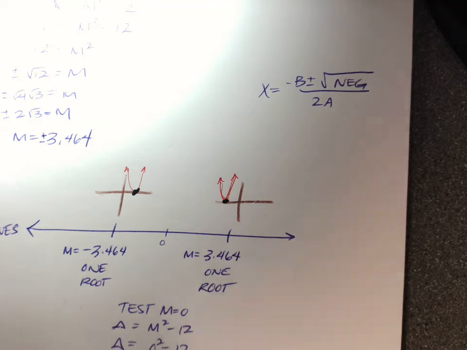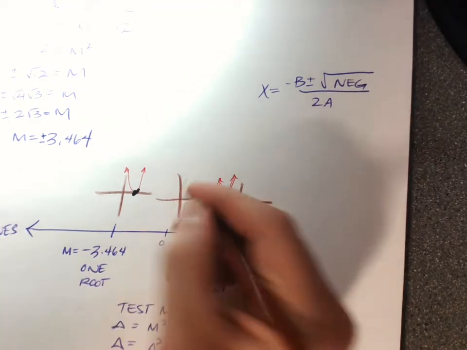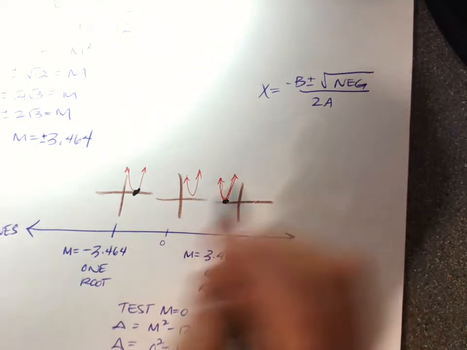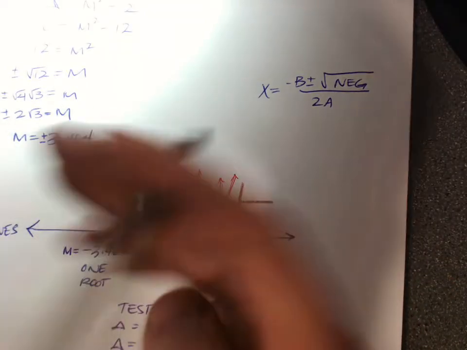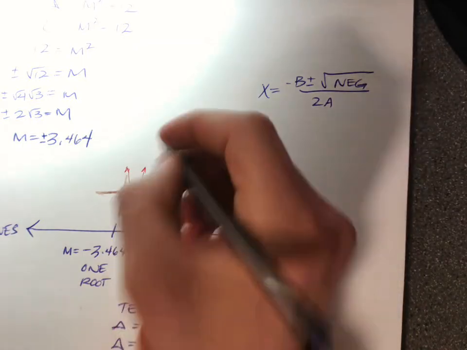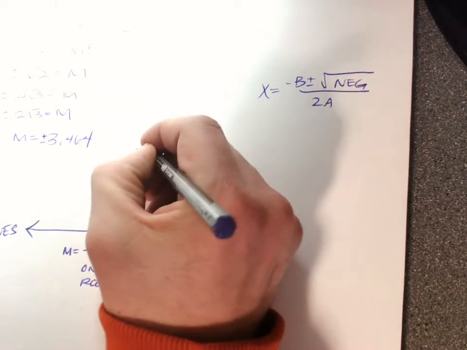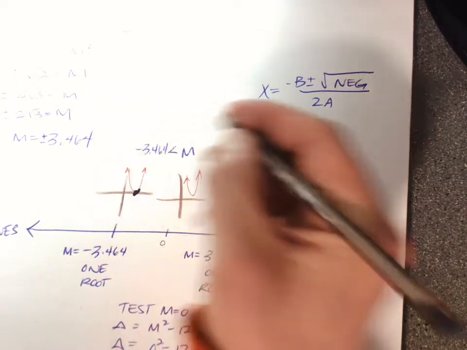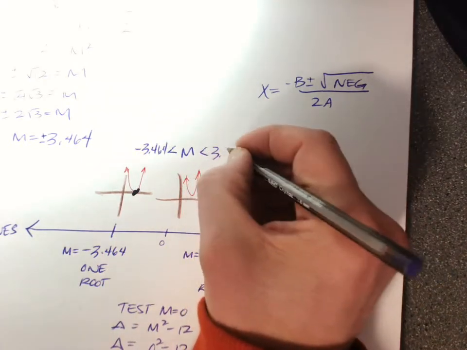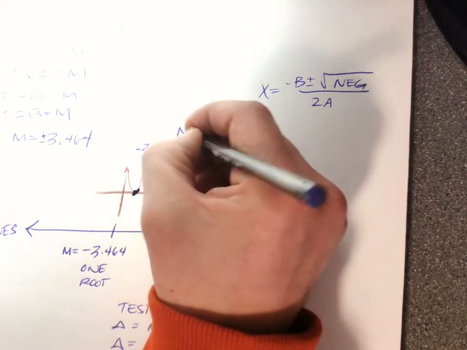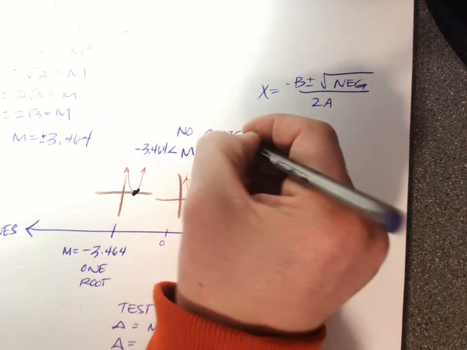Then the same thing will happen, and that is that we will make a parabola with no roots. And so I'm just going to draw a generic one. It doesn't touch there. So if m is between those, and we would write like m is greater than negative 3.464 and m is less than positive 3.464, then there will be no roots.